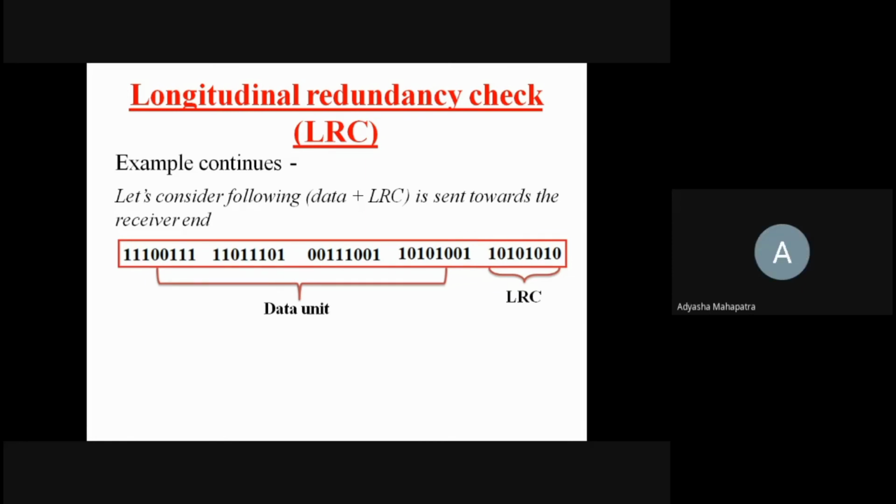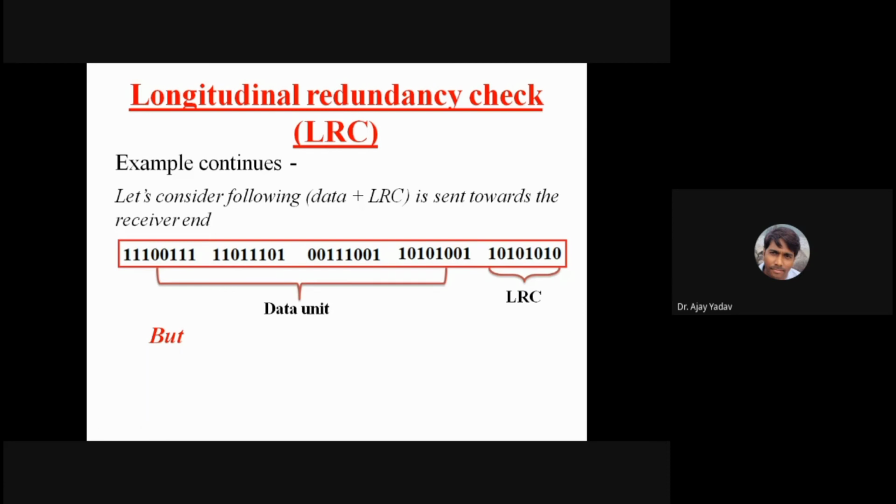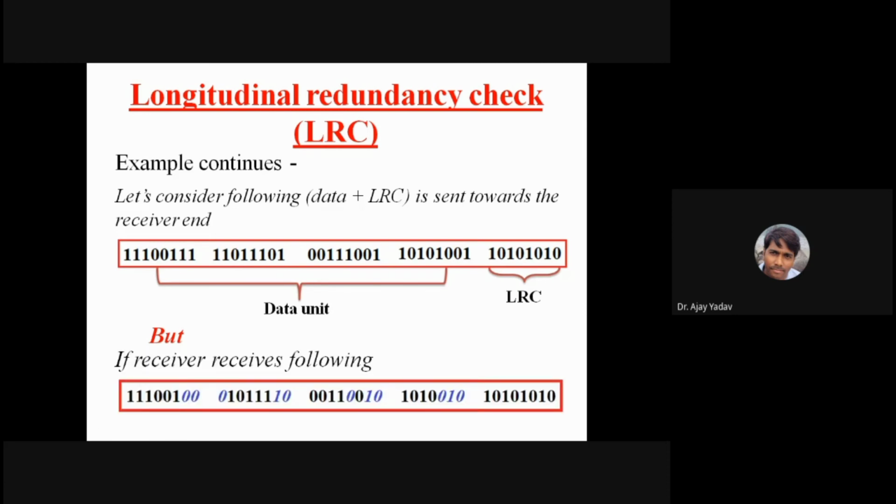Yes, sir. Okay, and then this will be transmitted. Suppose, for example, this is what is transmitted from the transmitter end, and this is what will be received by the receiver. Now suppose, for example, purposely I'm changing a few bits here in blue italics, so that you understand some bits got corrupted here.